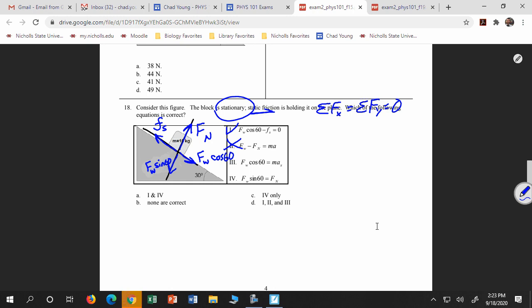It's missing the frictional force. It should be Fw cosine 60 minus Fs. If that was it, it would be correct, but as it's written, it's not correct. And Fw sine 60 equals Fn? Yes, very good. The actual equation would be Fn minus Fw sine 60 equals 0, or equals May, but it's also true that Fn equals Fw sine 60.